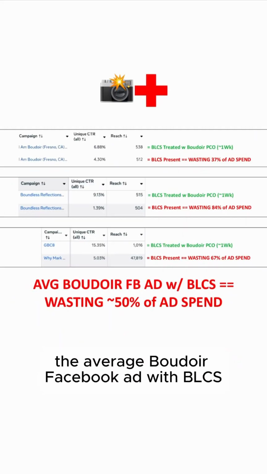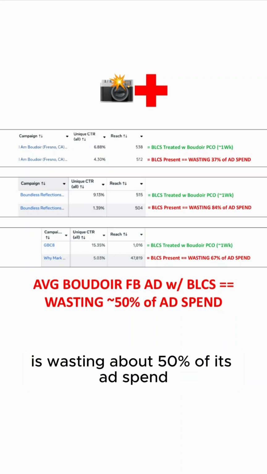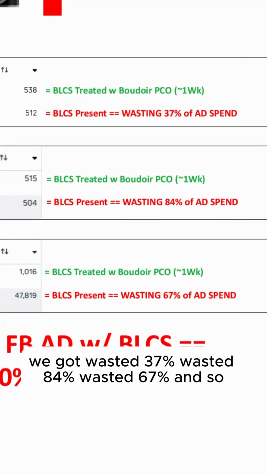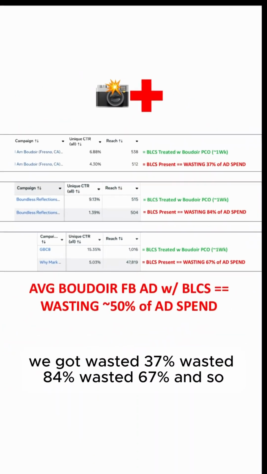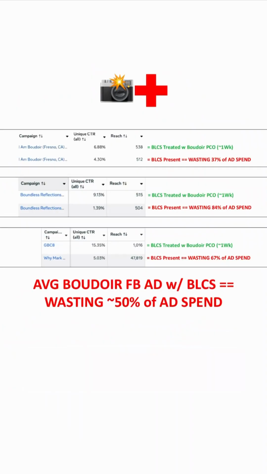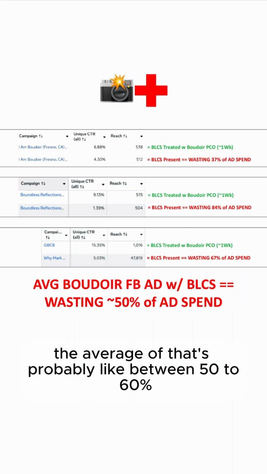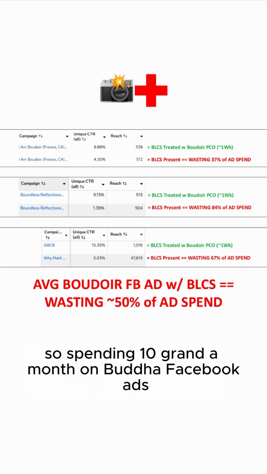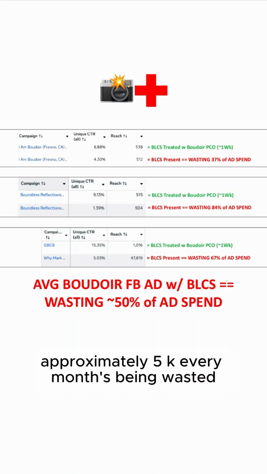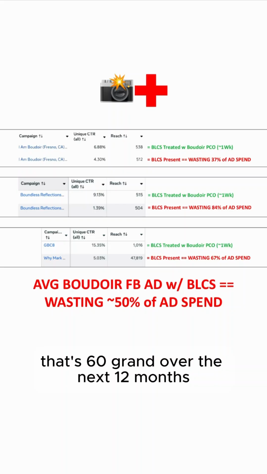From what I've seen, the average boudoir Facebook ad with BLCS is wasting about 50% of its ad spend. Literally approximately half. I mean, look at the numbers here. We got wasted 37%, wasted 84%, wasted 67%. And so the average of that is probably between 50 to 60%. So spending 10 grand a month on boudoir Facebook ads, approximately 5K every month is being wasted. That's 60 grand over the next 12 months.